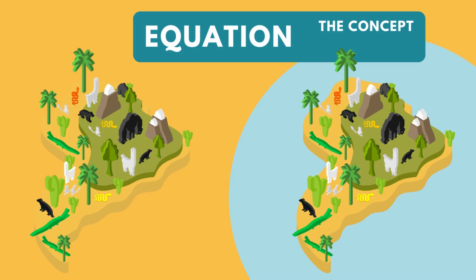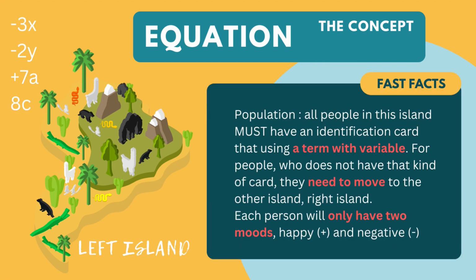Let's go to the concept of the equation. There are two islands on the slide, and both of them are exactly the same. So in mathematics, I can put an equal sign in between. But if we look at the position of those two islands, we can see the difference, right? The first island is on the left side of the screen, so I call it the left island. The other island is on the right side of the screen, so I call it the right island. Now, I want to share some facts about each island.